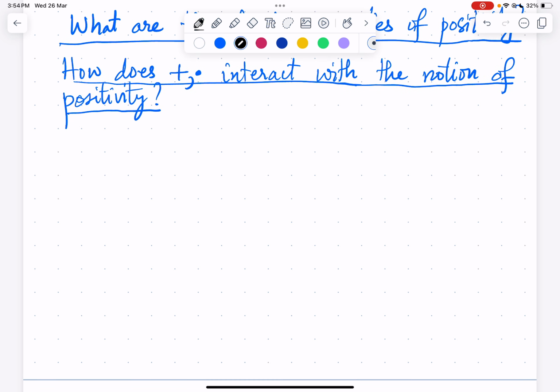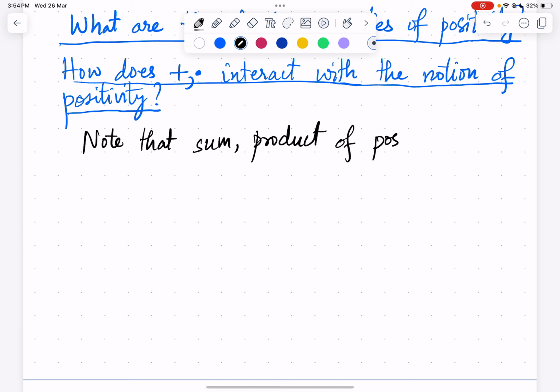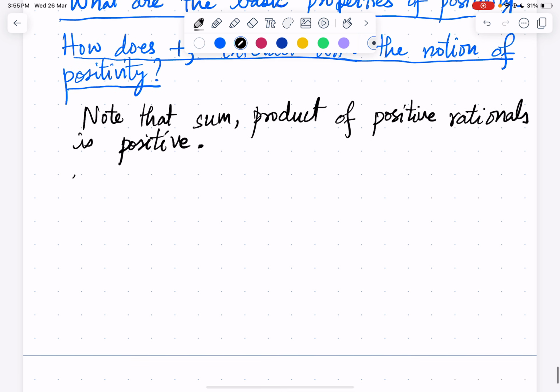So here we'll use one observation. Note that the sum and product of positive rationals is positive. So we know that the sum and product of positive rationals is positive. So it is clear. This suggests, so we will not prove it.